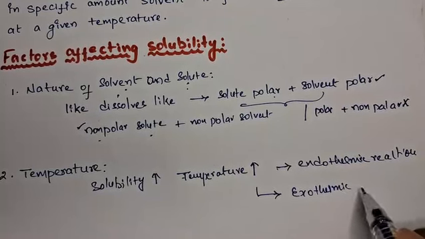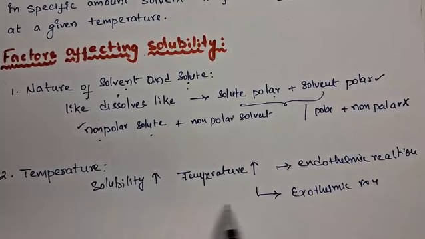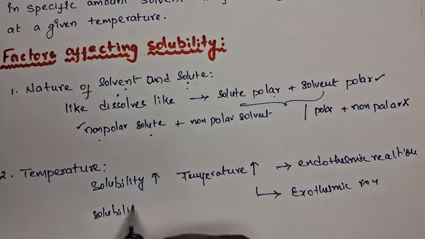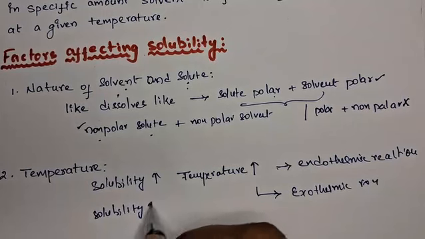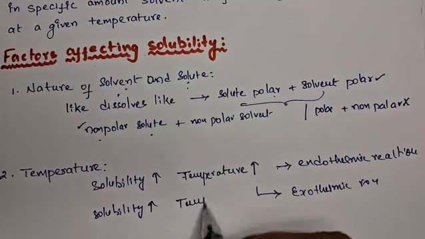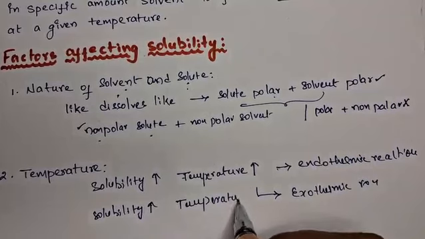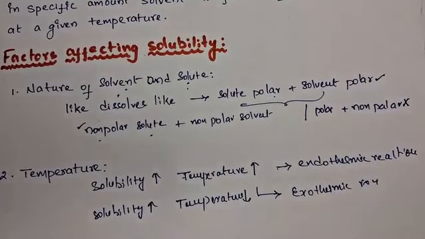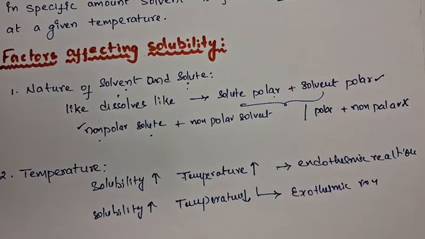In exothermic reactions, solubility decreases by increasing temperature. In an exothermic reaction, the temperature generally is already increased, so there is no need to increase the temperature. If you increase the temperature, automatically the solubility will decrease. So this is another affecting factor.